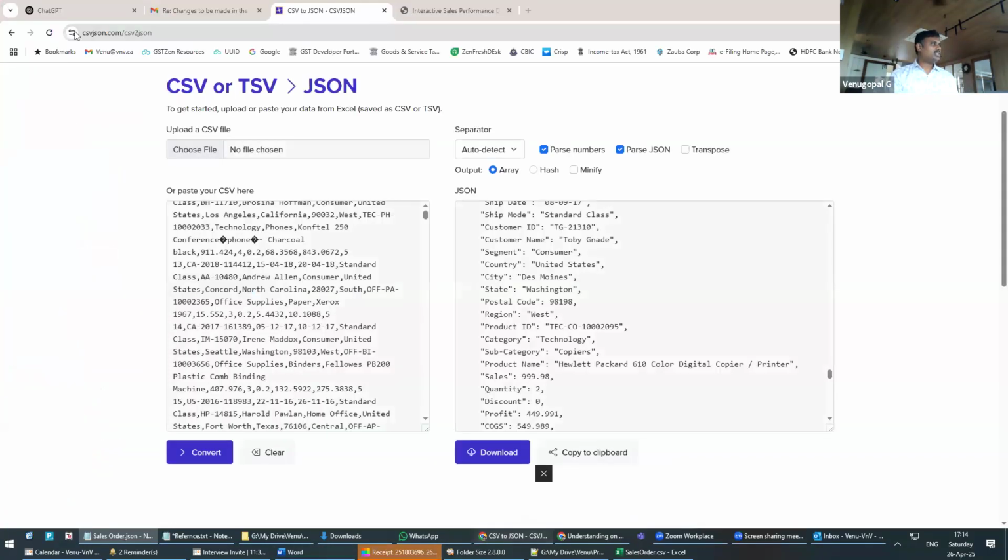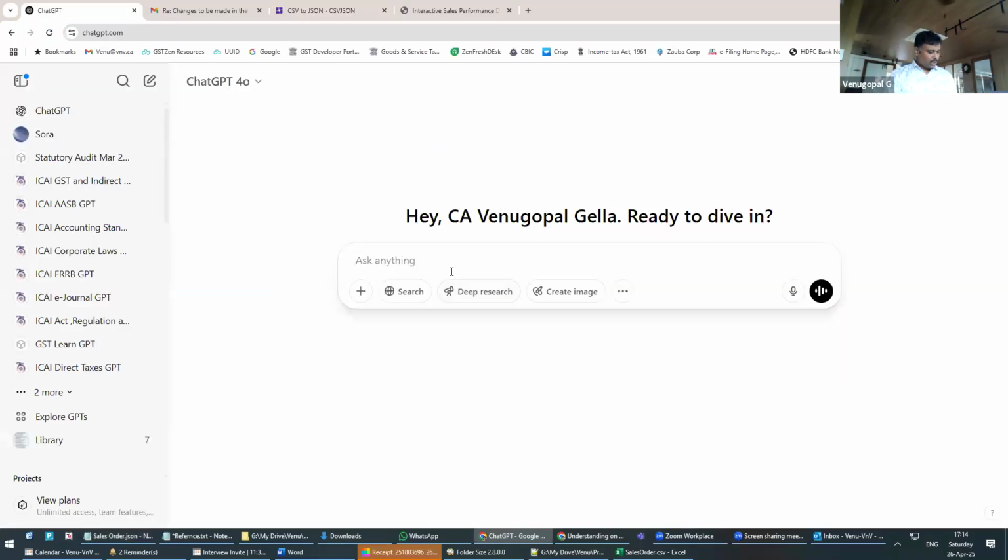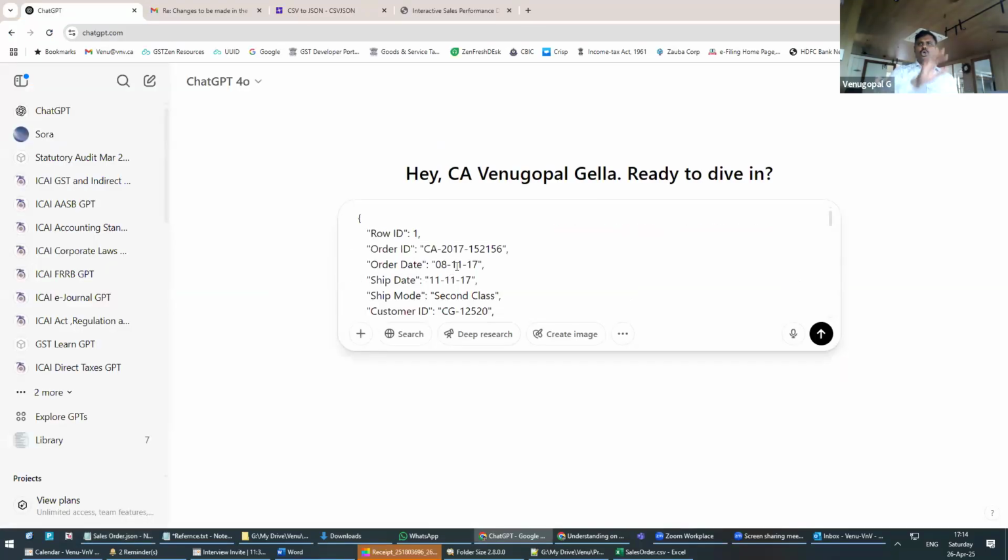So come to the GPT, copy paste here. Do not copy whole of the data. If you're going to copy whole of the data, it is not going to work. That is why I wanted to work on a small data set as a CSV. But I realized that if you want to make practical use, you will encounter the next issue.